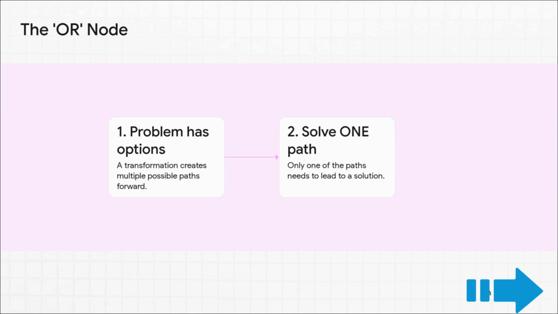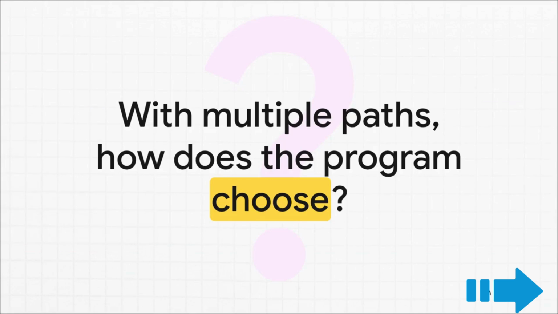You just need to find one path that actually leads to a solution. Anyone will do. And that, of course, brings up the million-dollar question. When the program hits one of these OR nodes and it has a bunch of different options, how does it choose? Which path does it take? I mean, what would a smart person do?